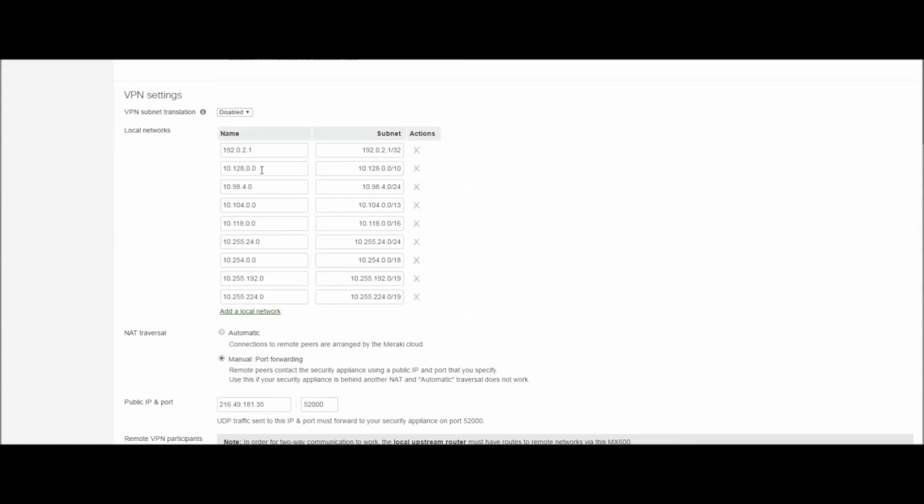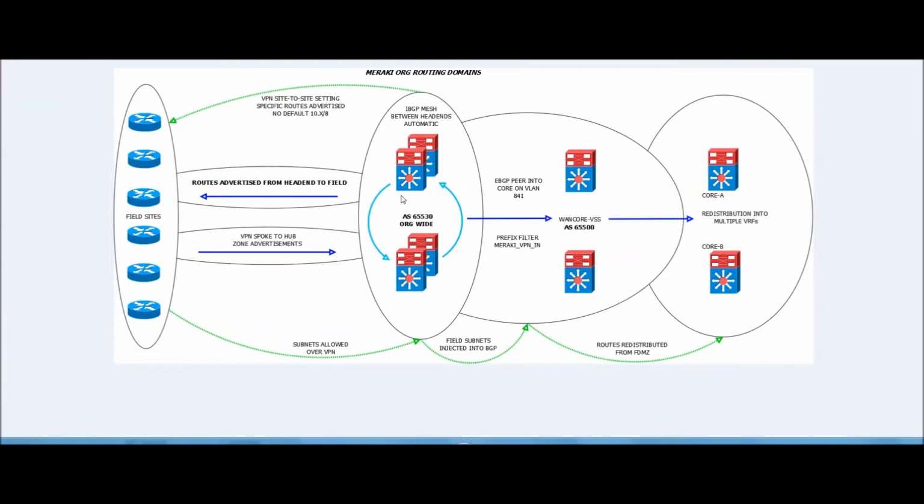The reason for this is we have support organization IP addresses that are in this block here, and application specific, wireless controller specific, and then VPN. And we want field sites to be reachable from those IP addresses. So defining local networks here under the VPN settings of your hub, those get defined here, and VPN site-to-site specific routes are advertised to the field sites, and those will actually show up in the route table of the appliance for your field site.